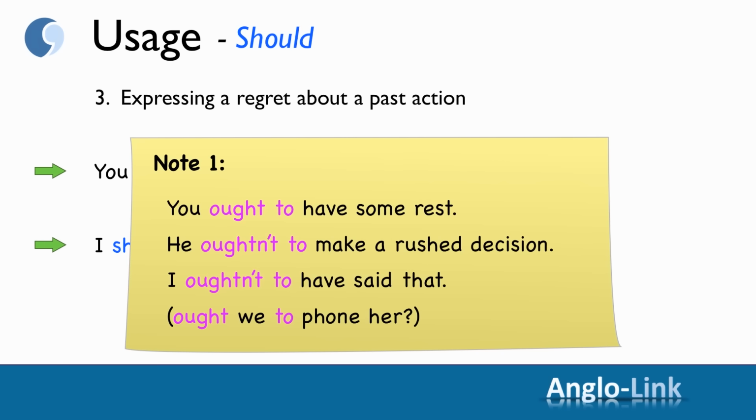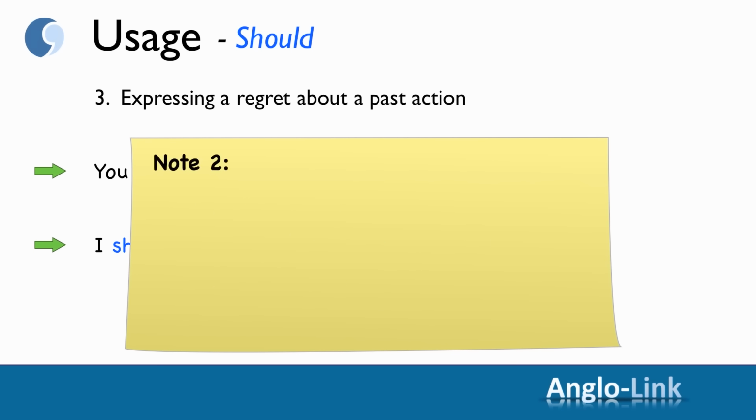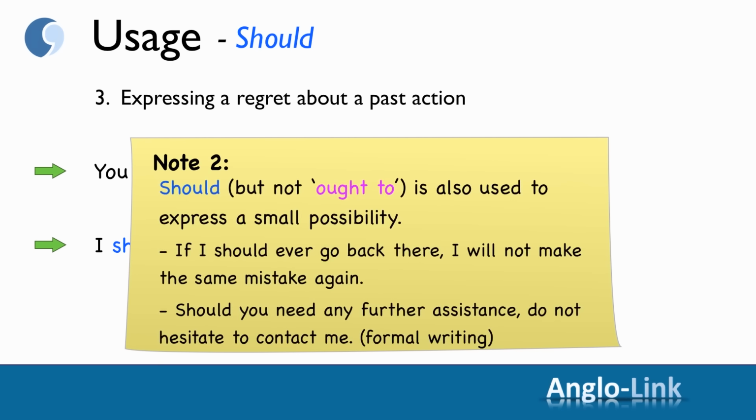Also, should but not ought to, is used to express a small possibility. For example, if I should ever go back there, I will not make the same mistake again. Or, should you need any further assistance, do not hesitate to contact me. This is a common formula in formal writing.